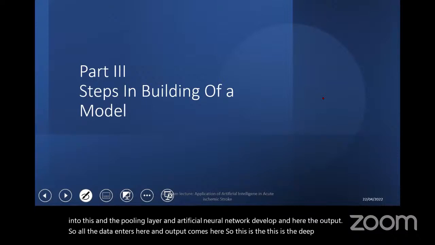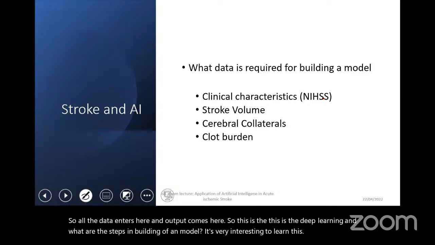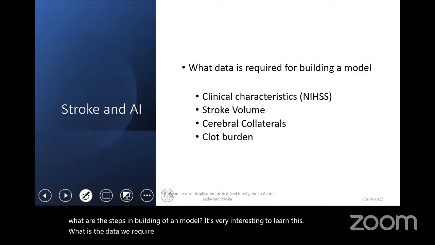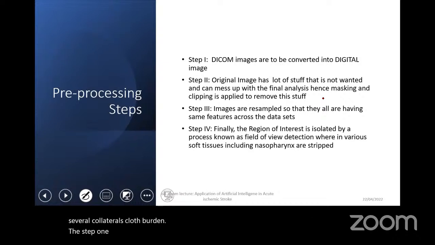And what are the steps in building of a model? It's very interesting to learn this. What is the data we require for building a model? Clinical characteristics, NIHSS, stroke volume, cerebral collaterals, clot burden. Step 1 is the DICOM images, which are to be converted into digital images.